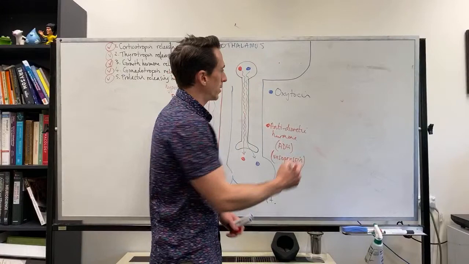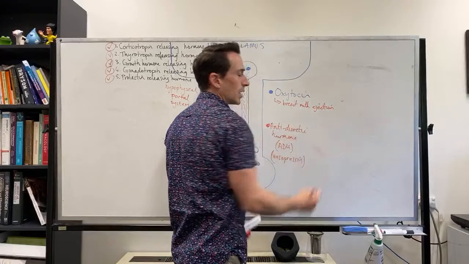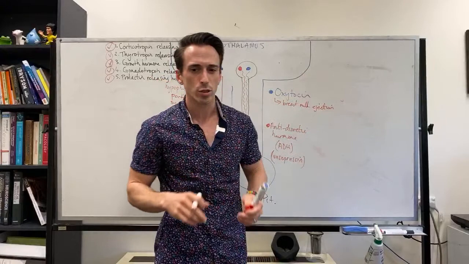All right, oxytocin. Oxytocin is breast milk ejection. And it ejects because smooth muscle are contracting. So oxytocin plays a real big role in smooth muscle contraction. It also causes uterine contractions.